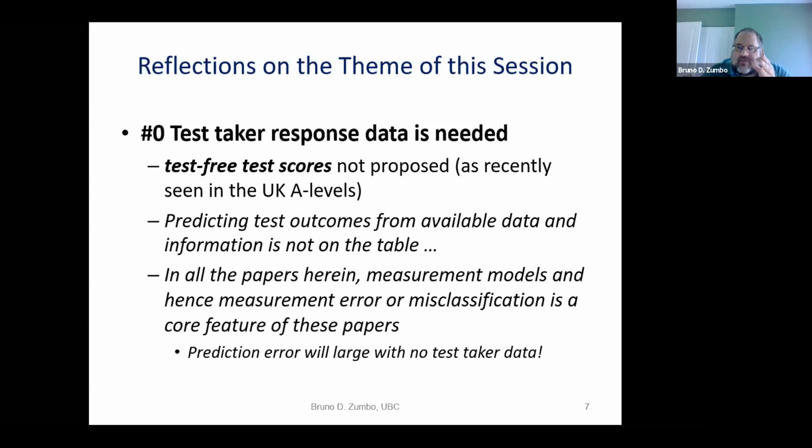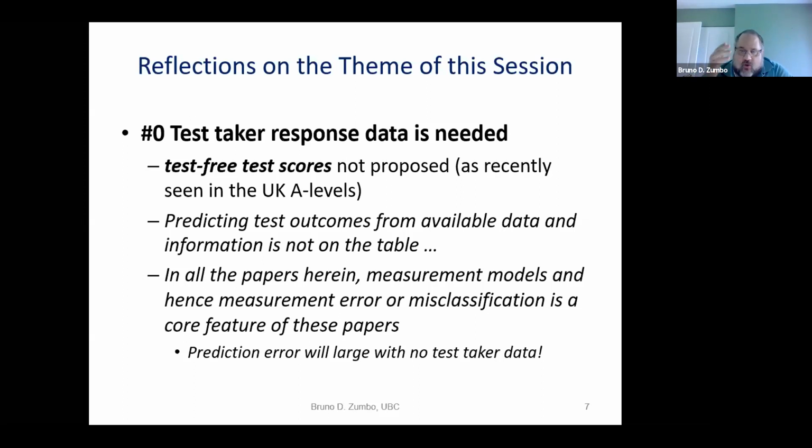First is that taker response data is needed. This may seem self-evident, or at least it was until recently. Test-free test scores. So you get people who don't take tests getting test scores. Fascinating idea. Actually terrifying idea. It was recently seen in the UK with the A levels as a variation on that. I have to be cautious. I'm in Canada. We were once a colony. I still, in some way, report to the Queen or a Queen, and so off we go with test-free test scores. No one in this session is talking about that.